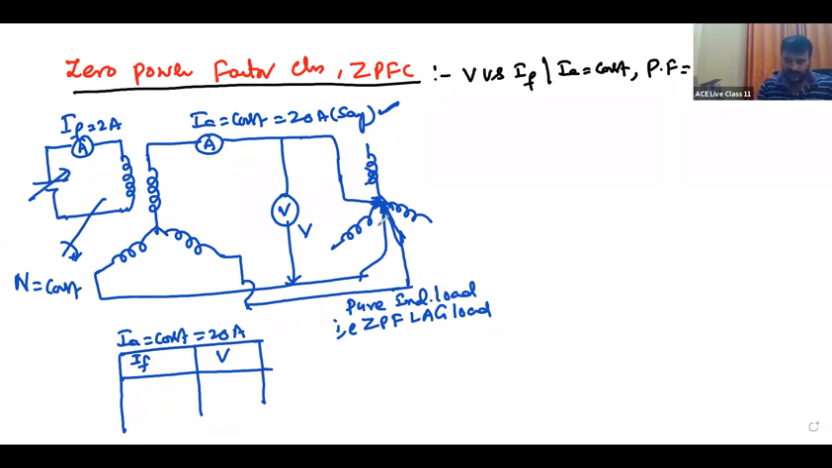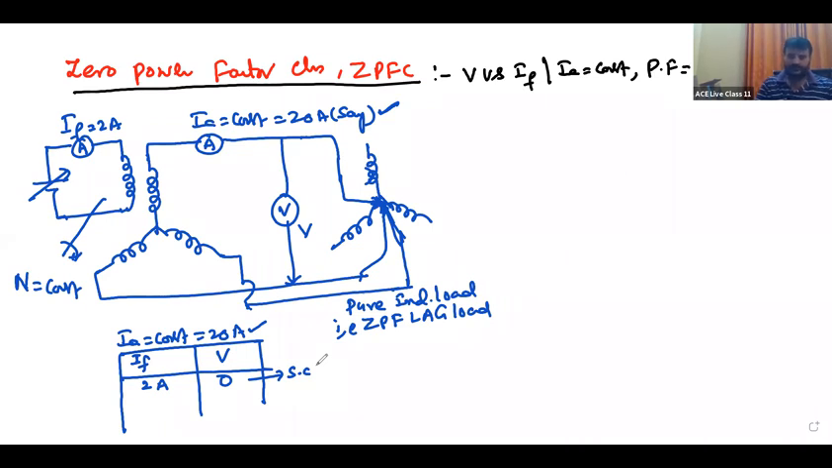But what is the voltage? Voltage is 0. Voltmeter reading is 0. So the current is 20 amperes, but the field current is 2 amperes. What is the voltage? Voltage is 0. So this is nothing but the first point, the short circuit test. The terminals are shorted. It is exactly the short circuit test at rated condition.